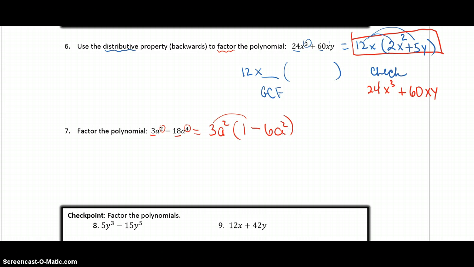And again, if you want to check your answer, just go through and multiply. Let's see, 3 times 1 is 3, a squared, minus 3 times 6 is 18, a squared times a squared would now be a to the 4th, and so we are correct. This is your final answer here.